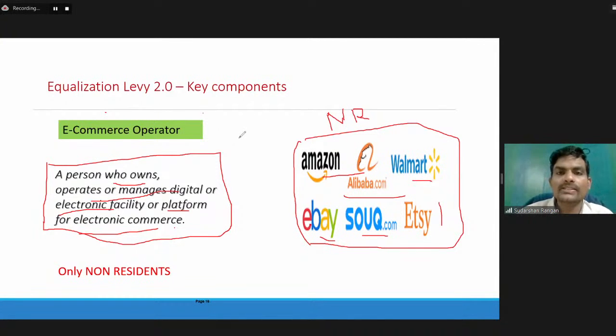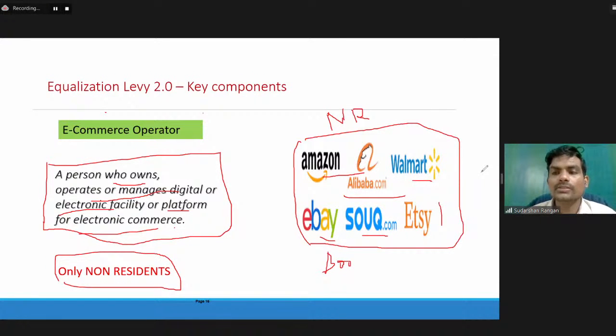So therefore, their commission will get taxed in India. So we are only concerned about non-resident. This is very important. Non-resident e-commerce operators. So Booking.com will also come, because they're based out of Netherlands. They are also, because they operate, manage digital or electronic facility for electronic commerce. So this is a e-commerce operator.